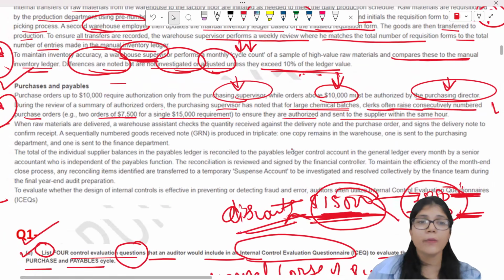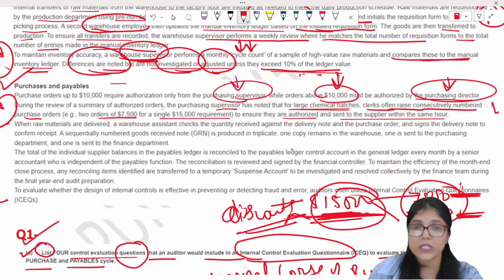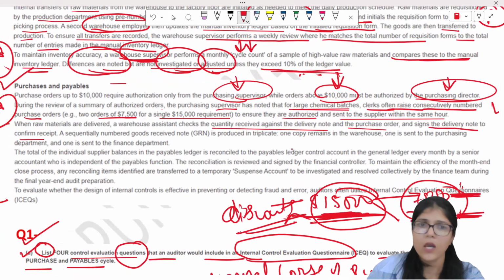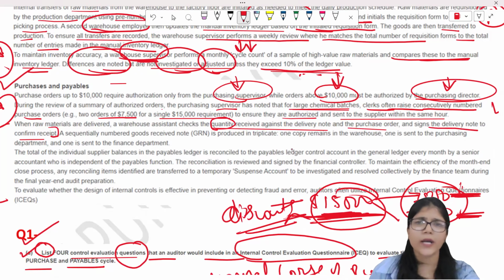Okay. When raw materials are delivered, a warehouse assistant checks the quantity received against the delivery note, which is GDN, goods dispatched, goods received note, sorry, and the purchase order, and signs the delivery note to confirm receipt. Okay. But why are we only checking quantity? What about quality? What if the products are damaged?